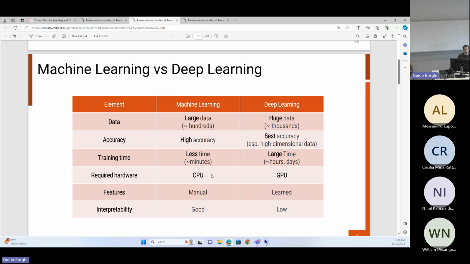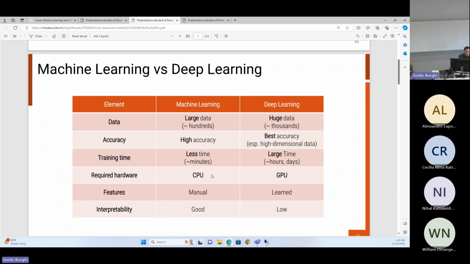As you can see, the training time is quite large. Maybe we need hours to train our model, but also days or weeks. The latest models released on the web, for example large language models or similar models, require weeks of training on very powerful GPUs. So the training time and the required hardware are critical elements for the deep learning approach.